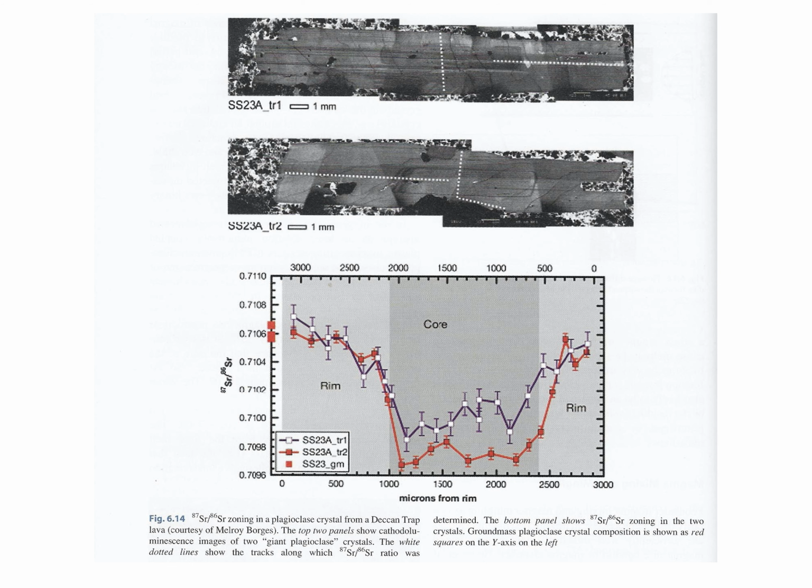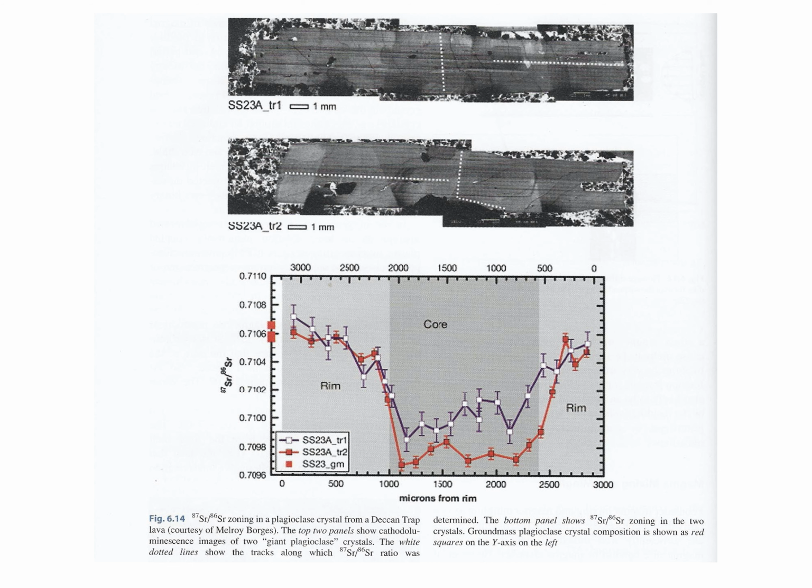So what is written here: strontium 87 to strontium 86 zoning in a plagioclase crystal from a Deccan Trap lava. The top two panels show cathodoluminescence images of two giant plagioclase crystals. Yeah, they are quite big, more than a centimeter long, maybe 1.5 centimeters, something like this.